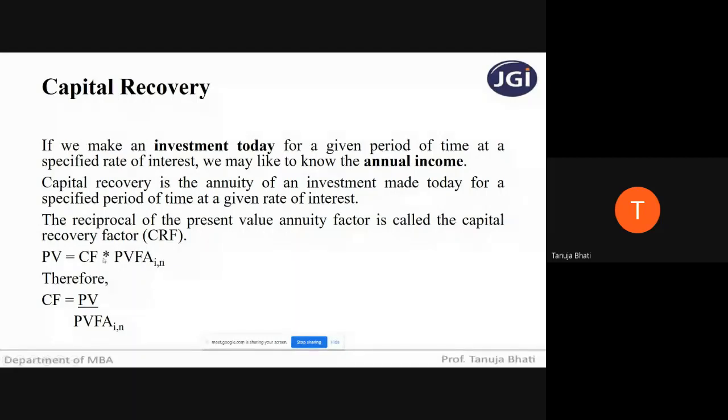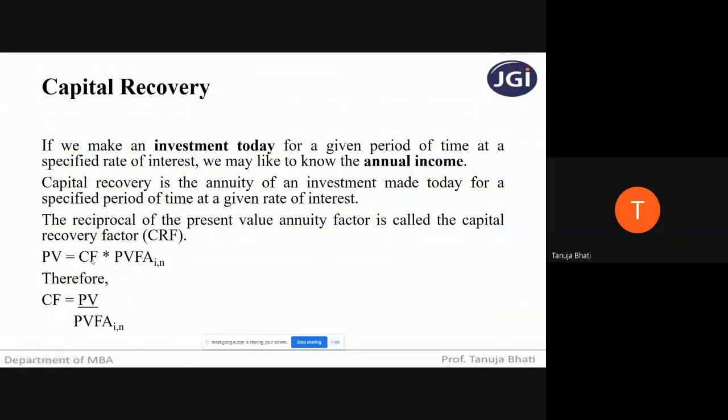Now, simple, the reciprocal of the present value annuity factor is called the capital recovery factor. So simple, if you take CF here and present value divided by the present value annuity factor, you will get the cash flow that you have to generate every year in order that your capital has been recovered up to that particular number of years. So what is happening here? This present value is nothing but your investment that you're making today.